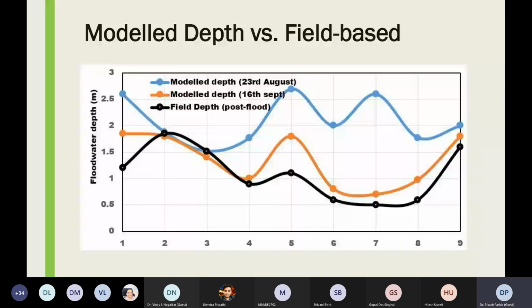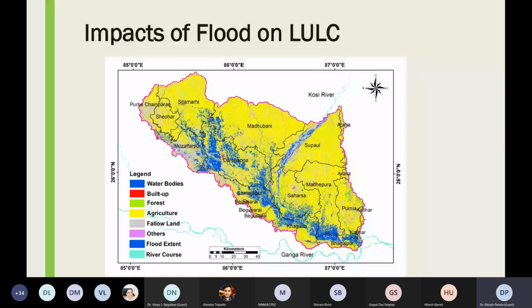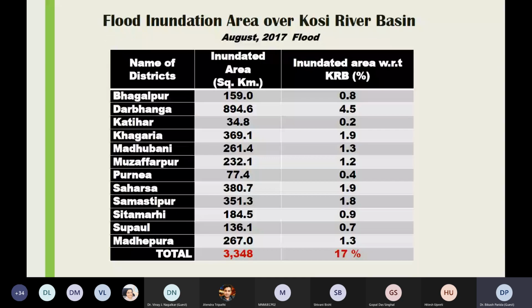Okay, so impacts of flood on the LULC. You can overlay all these flood maps on the LULC map, and then you can see what kind of underlying land use land cover has been affected heavily because of the flood. And then you can do quantitative estimations, like district wise. You will see that over the Kosi basin, 17% of the area has been affected by the flood, and out of that, Darbhanga contributes 4.5%. That's too much. That much area has been affected, and the total area is more than 3,000 square kilometers. In a paper, quantitative information is always required, and this way you can also compute that.